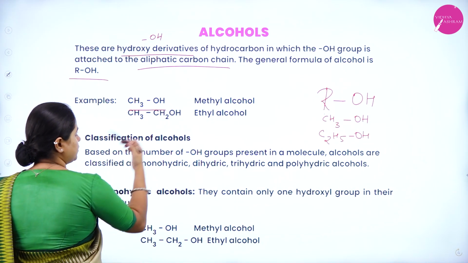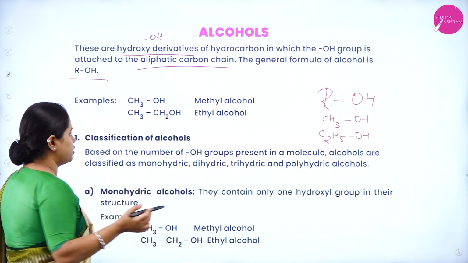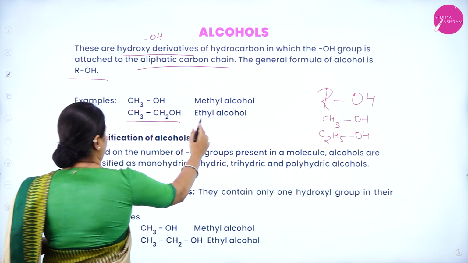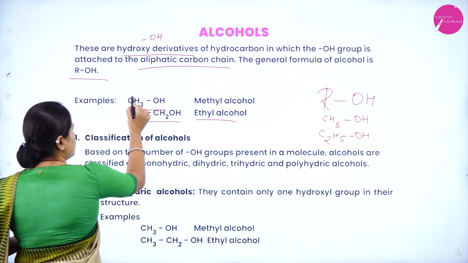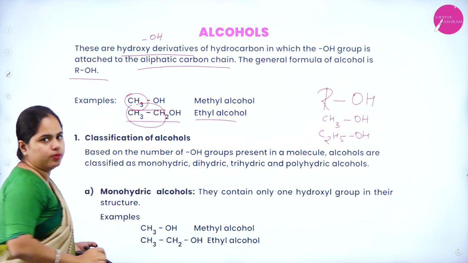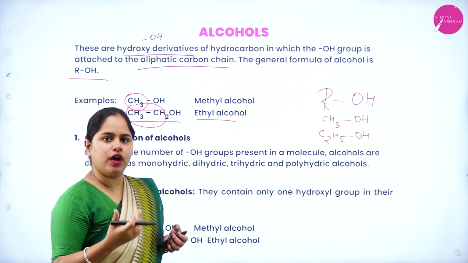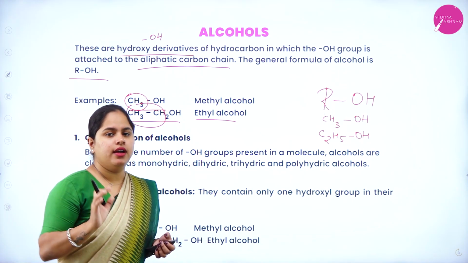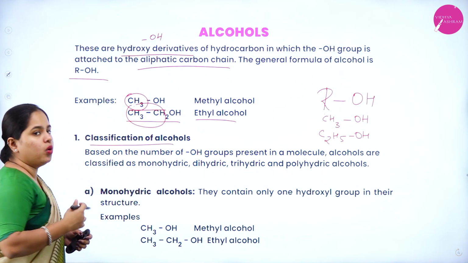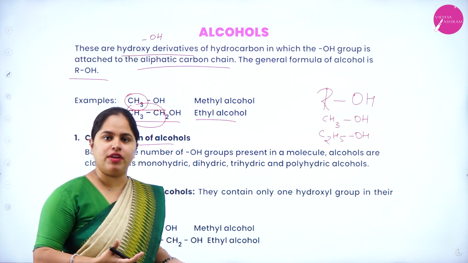CH3OH is methyl alcohol. How this name comes, we are going to study in nomenclature. CH3CH2OH, that is exactly C2H5OH itself, is called ethyl alcohol. This is the methyl group, so methyl alcohol. This is the ethyl group, ethyl alcohol. Clear? So these are hydroxy derivatives of hydrocarbons, that is aliphatic hydrocarbons. Now classification of alcohols we are going to study. How are the alcohols classified into various groups based on various characters?